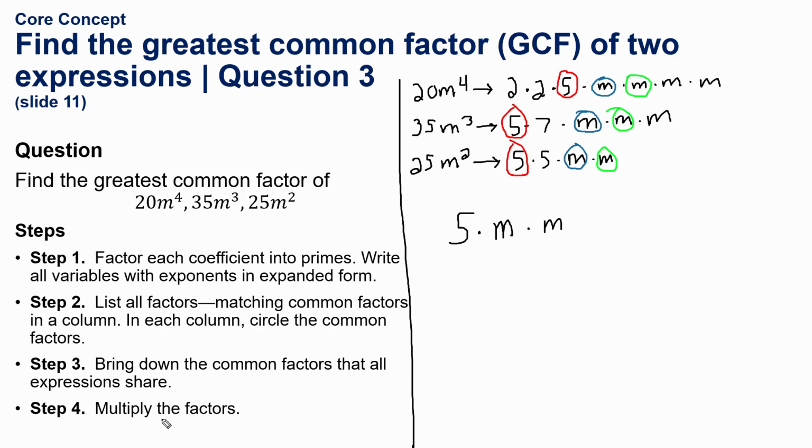Step 4 then is to multiply the factors. Well, I now have 5 times m times m. Well, 5 is the number. There's no other number that I'm multiplying by. And then the 2 m's would be labeled as m squared here. So my answer for this, the greatest common factor, is 5m squared.